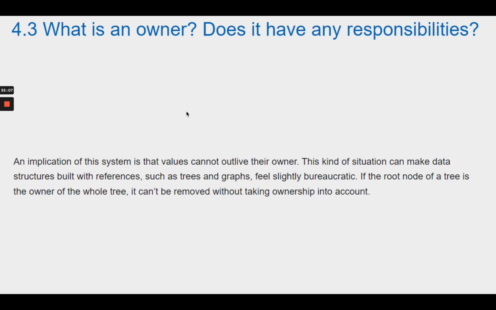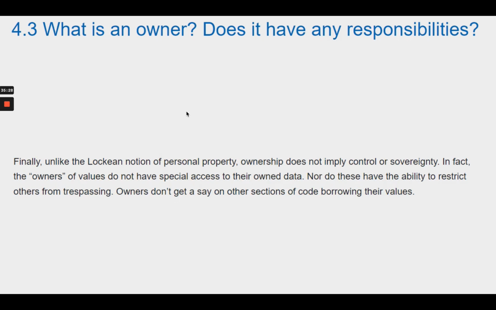An implication of this system is that values cannot outlive their owner. This kind of situation can make data structures built with references, such as trees and graphs, feel slightly bureaucratic. If the root node of a tree is the owner of the whole tree, it can't be removed without taking ownership into account. Finally, unlike the Lockean notion of personal property, ownership does not imply control or sovereignty.